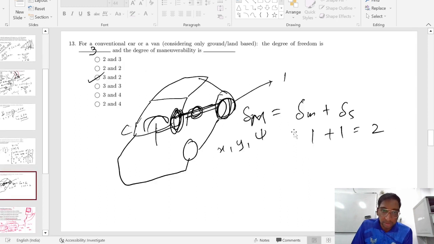Okay, for a conventional car or van, what are the degrees of freedom? X, Y, and theta, right? And the degree of maneuverability is what? Degree of maneuverability is nothing but degree of mobility plus degree of steering, right? So for a car, the steering is one and the mobility is one. Why is mobility one if there are two wheels? Because they are driven by the same axle, right? Only one engine is there and it is driving both the wheels. So one plus one, two.